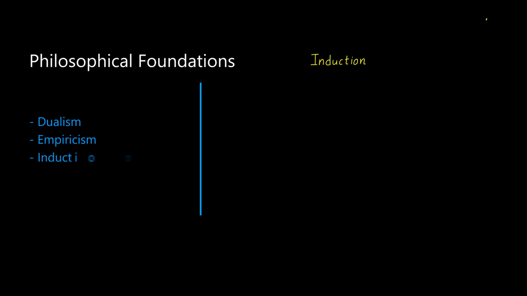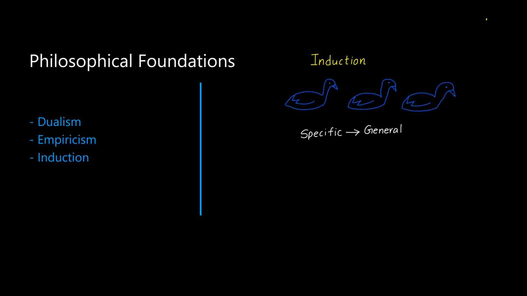Then there's induction, which is drawing general conclusions from specific observations. You see 100 white swans, so you conclude all swans are white. AI systems use induction constantly when they find patterns in training data. The risk, of course, is that patterns can be wrong. Maybe the next swan you see is black.